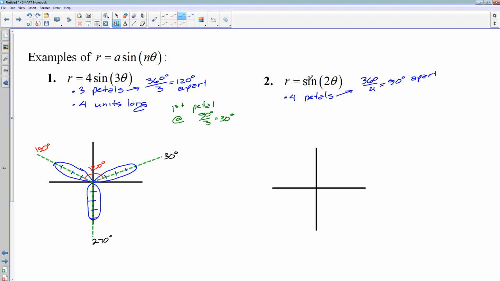And each petal is also going to be 1 unit long. There's an understood 1 in front there, so each petal is just 1 unit long. Kind of short petals.